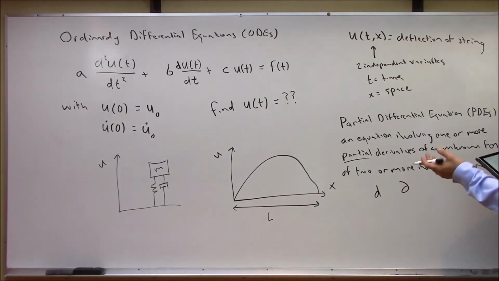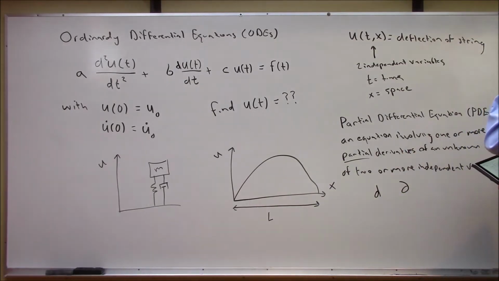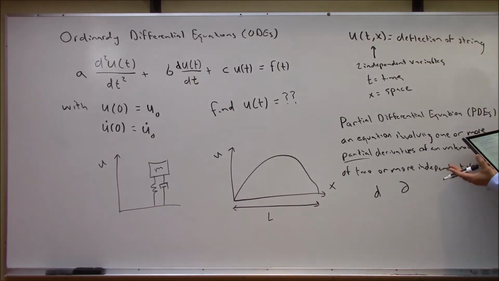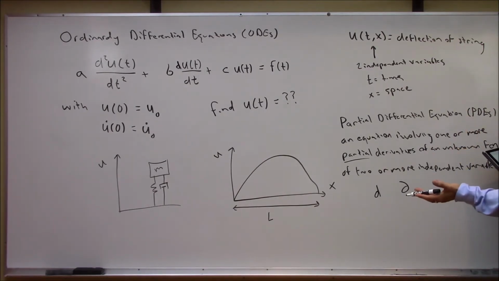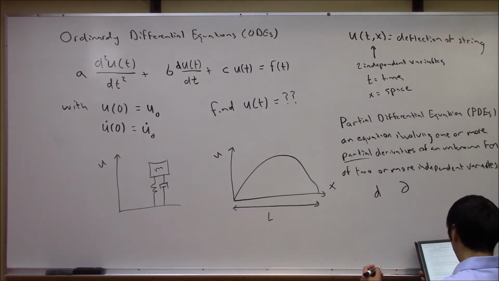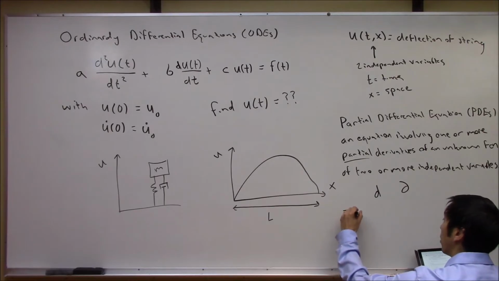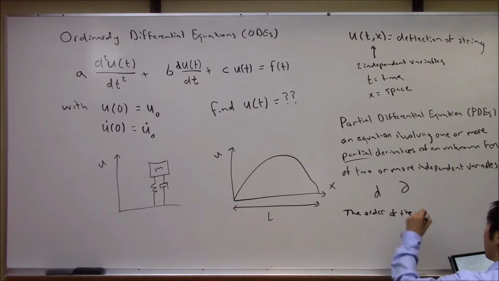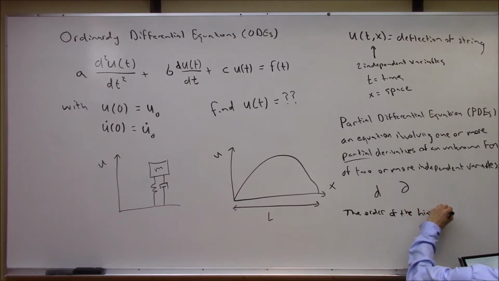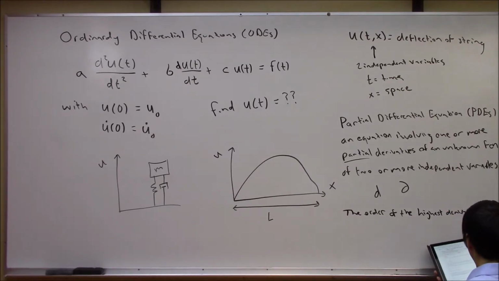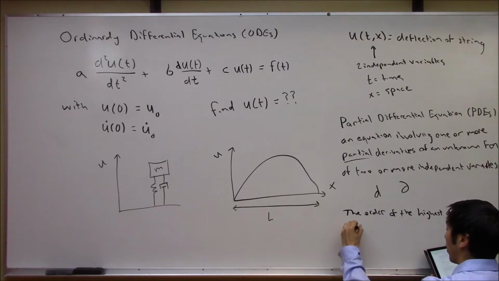So, one other thing that we may want to talk about right now is the order of a given partial differential equation. So the order of a PDE is the order of the highest derivative of whichever partial shows up in the equation. We'll look at an example in a second, but let's just write that down here. So the order of the highest derivative, okay, is called the order of the equation.